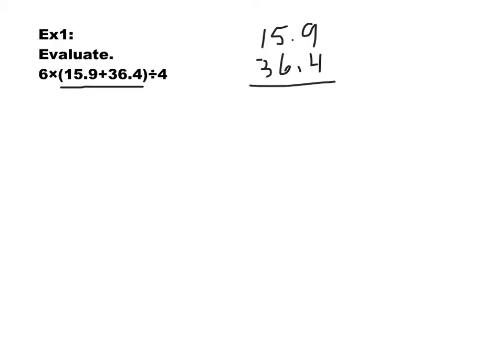Now 9 plus 4 is going to give us 3 with 1 carried over. 1 plus 5 is 6 plus 6 is 12. So 2 here and 1 carried over. 1 plus 1 is 2 plus 3 is 5. So the sum becomes 52.3. So this expression becomes 6 times 52.3 divided by 4.